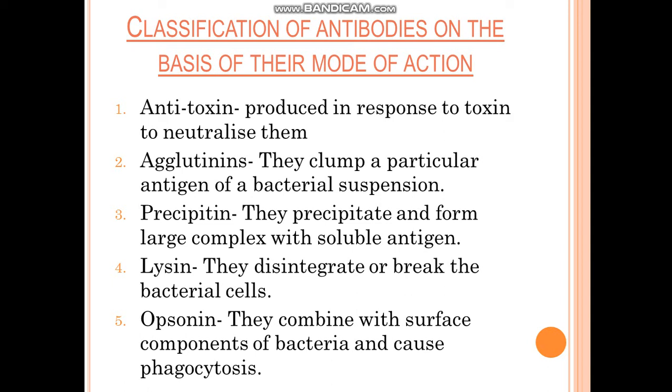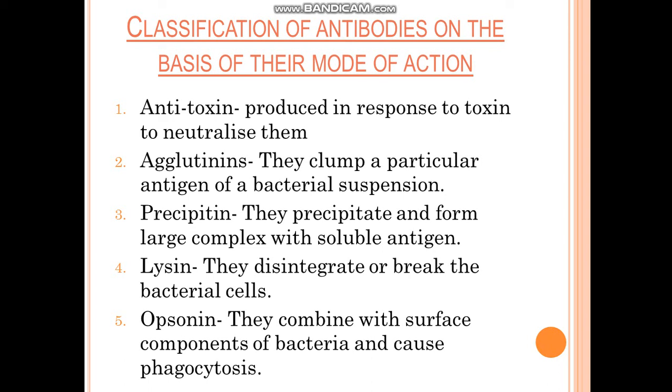Next is precipitin. They go and attach to the antigen itself, forming large complexes, and because of being large in size they precipitate and they subdue the activity, they reduce the activity, they stop the activity of these antigens. Next is lysine. Lysine disintegrates or breaks the bacterial cell only. So when the bacterial cell is there, lysine goes and acts on that particular bacterial cell and kills the whole bacterial cell. So the origin is killed. Clear? The last one is opsonin.